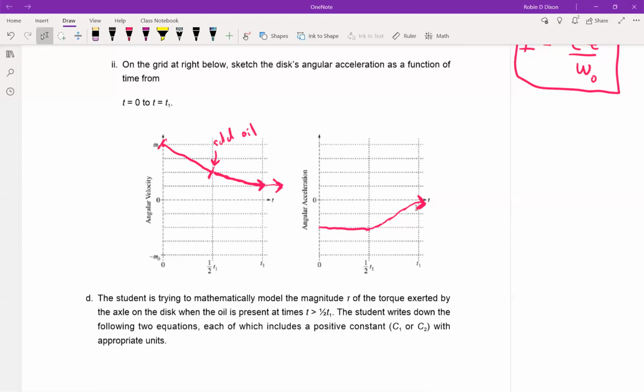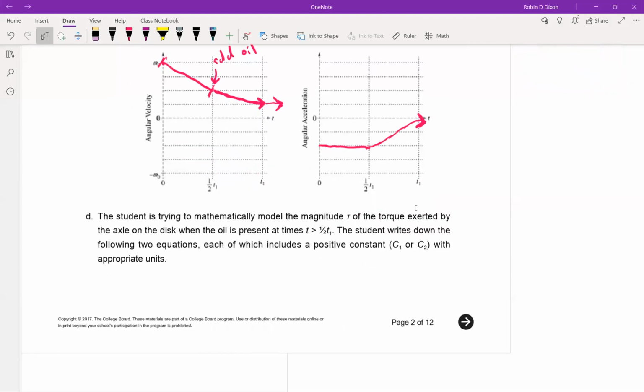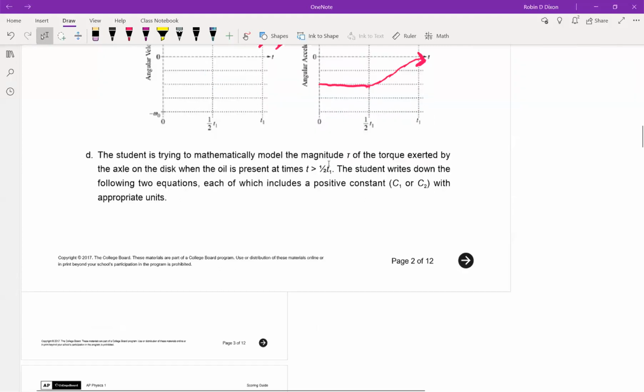Last but not least, D: the student is trying to mathematically model the magnitude of the torque exerted by the axle on the disc when the oil is present at time t greater than 1/2. So he's trying to figure out what's going to happen after we add oil at this point. Is there a way we can model it mathematically? Well, that's pretty simple.